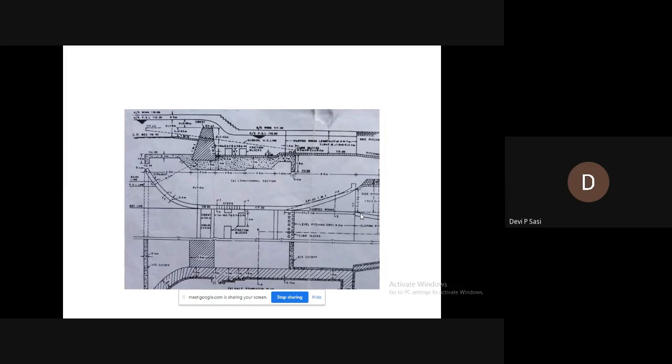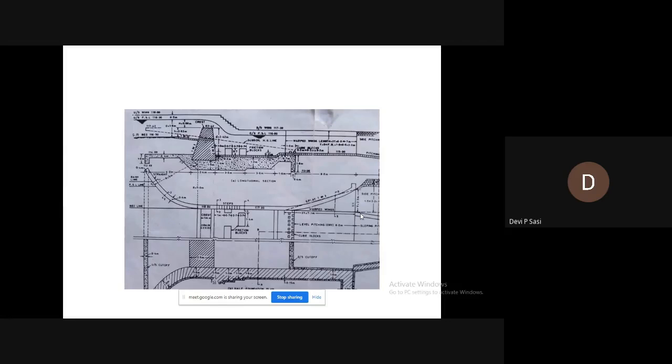The energy dissipators are not provided for small discharges. So here we know the value of Q is greater than 14 cumecs, so we are providing a trapezoidal crust, and the discharge is more. So energy dissipators are provided, but for smaller discharges, we do not provide energy dissipators. For higher discharges, we provide additional dissipators.